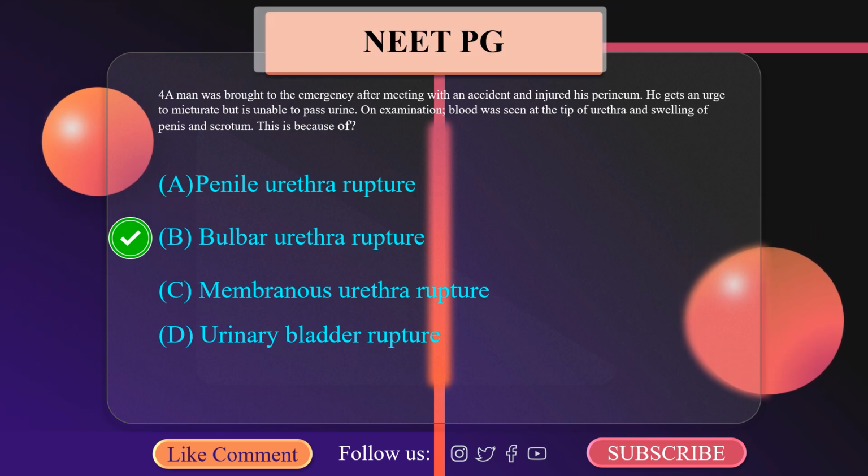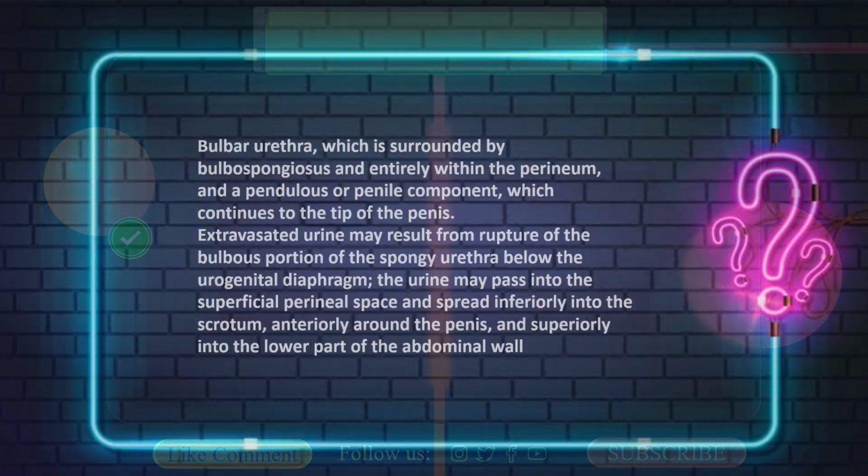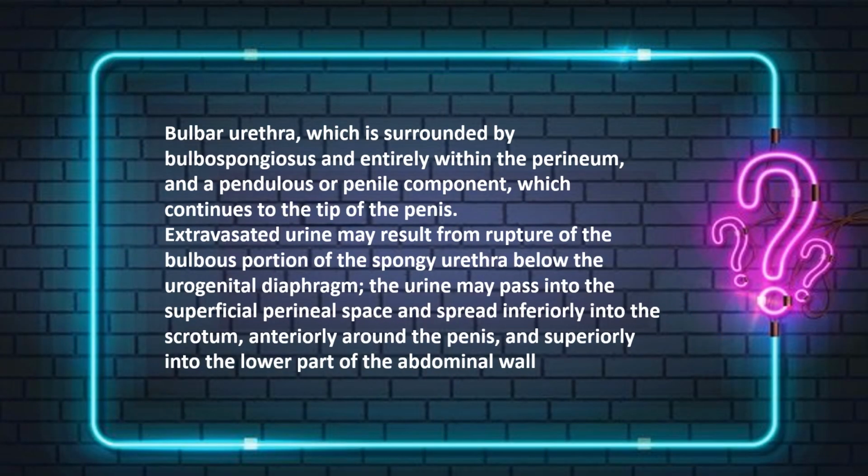Bulbar urethral rupture. The bulbar urethra is surrounded by bulbospongiosus and entirely within the perineum, and a pendulous or penile component continues to the tip of penis. Extravasated urine may result from rupture of bulbous portion of spongy urethra below the urogenital diaphragm. The urine may pass into superficial perineal space and spread inferiorly into scrotum, anteriorly around the penis, and superiorly into the lower part of abdominal wall.